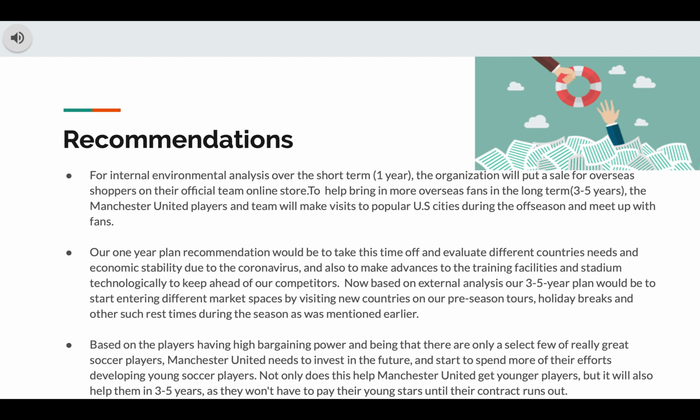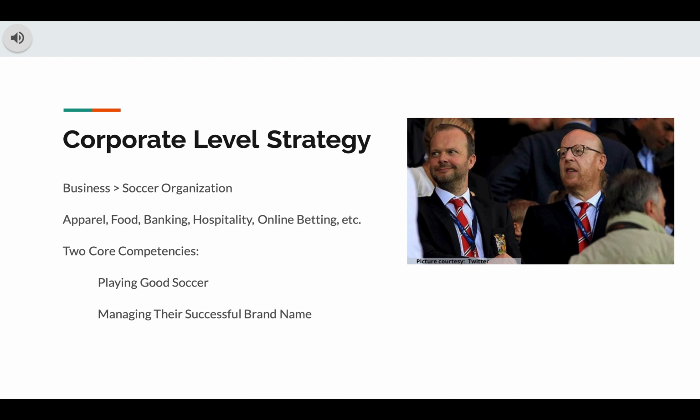Manchester United has taken diversification very seriously for their business. While they are one of the most glorified professional sports organizations in the world, they didn't reach the top of the market by simply winning a lot of soccer matches. The organization analyzed how they could expand their brand name to their own fans while also attracting new ones globally. Manchester United took on the idea of being more like a business than just a soccer organization. Today, they offer in their product line things such as apparel, food, banking, hospitality, online betting, etc., all of which are very unique compared to other professional sports organizations.